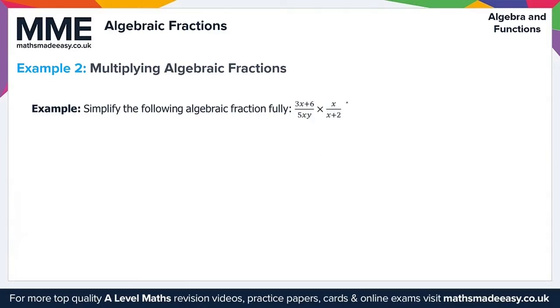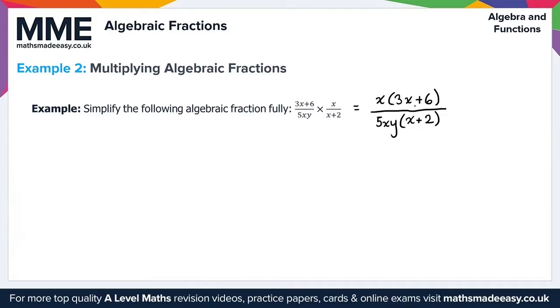So multiplying across here, what we're simply going to obtain is x lots of 3x plus 6. And in the denominator here, we're going to get 5xy times x plus 2. Now here, we want to simplify this fully if we can. So we need to do a bit of work here to get this into a form where we can cancel common factors here within the numerator and the denominator.